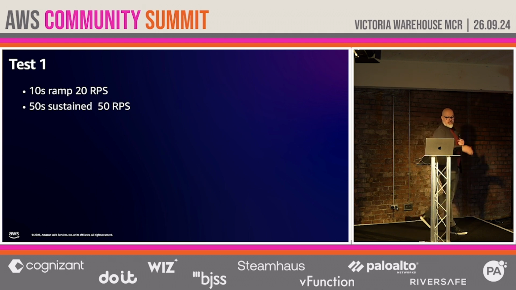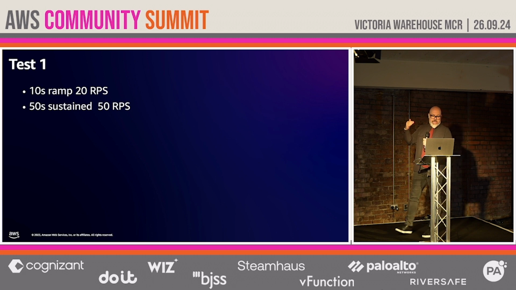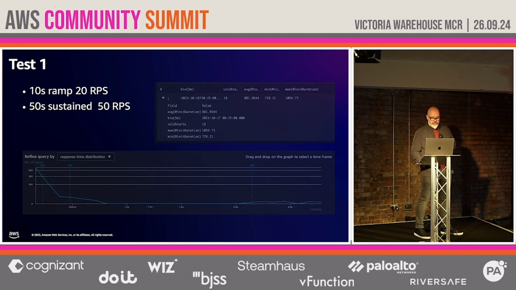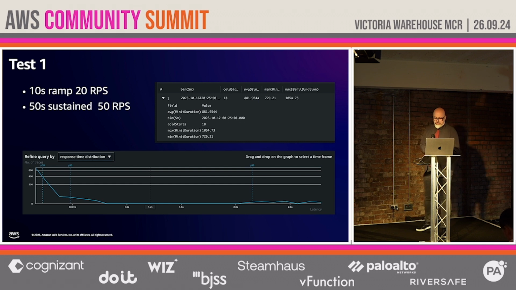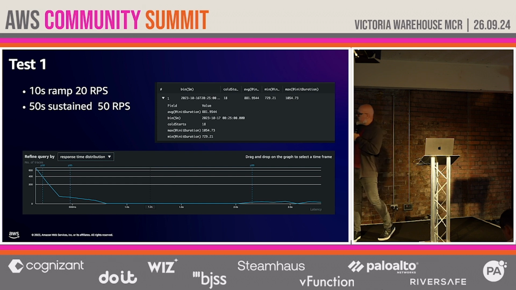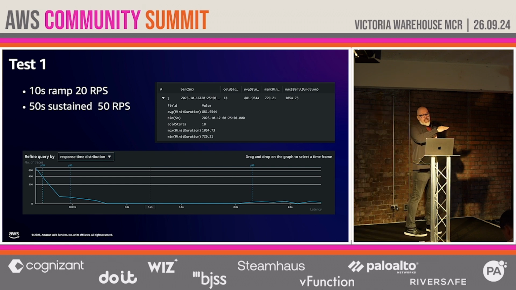So the first test is a 10-second ramp up from 0 to 20 requests per second, and then a sustain from 20 to 50 requests per second for 50 seconds. So basically a minute of requests. The first thing we notice here is that we had 18 cold starts. As you can see, the P99 is pretty far away, over 2 seconds at the moment. And it was a gradual and gentle ramp up of my Lambda functions, right?